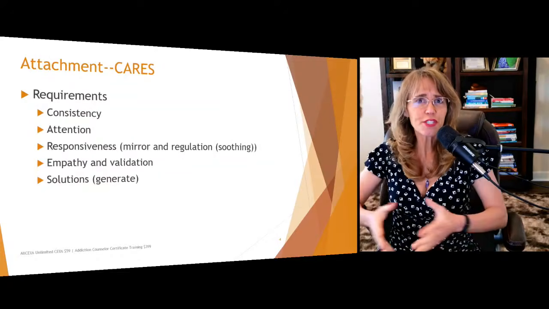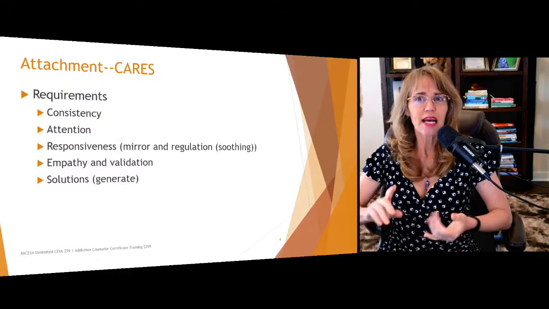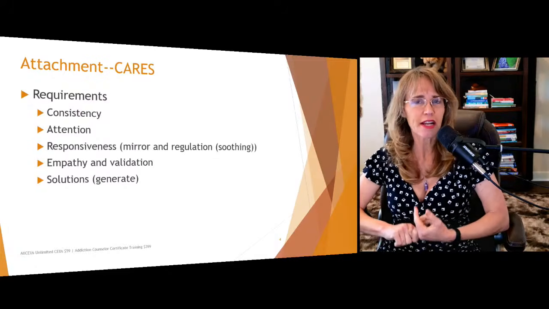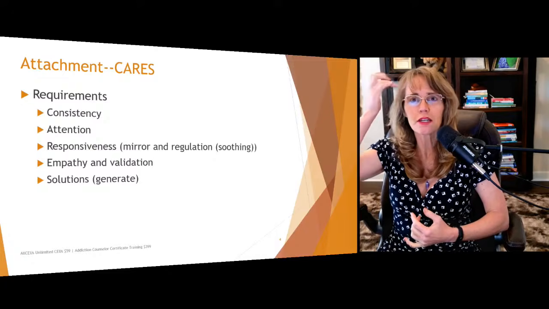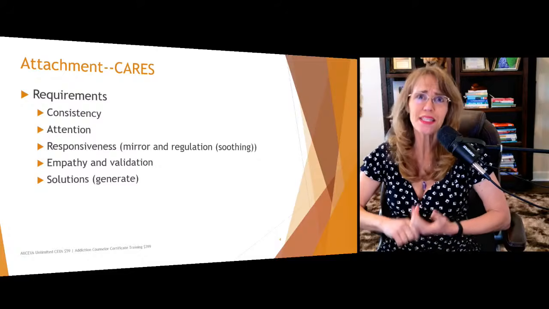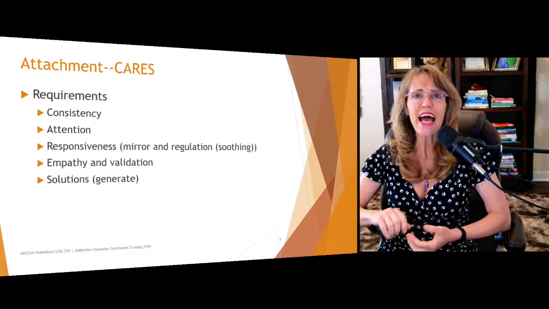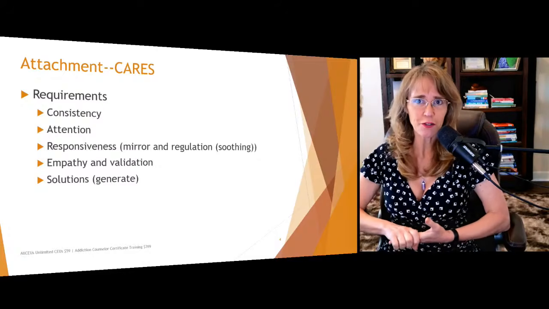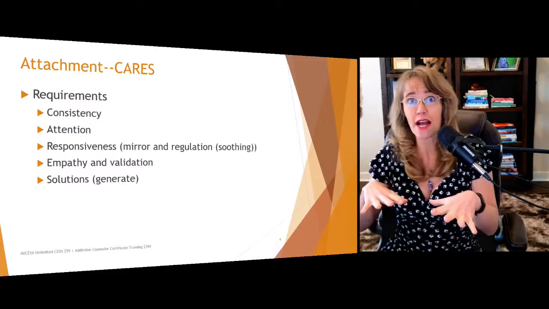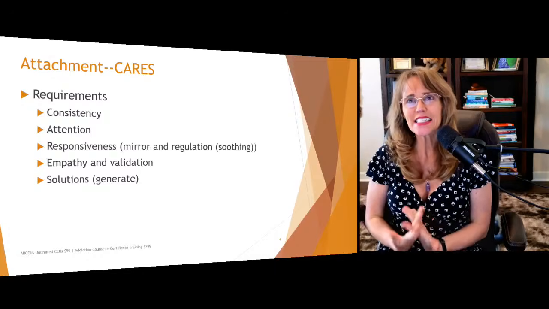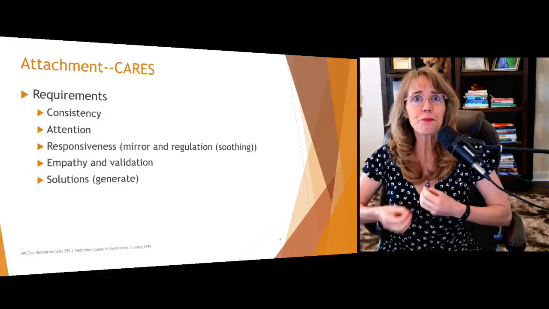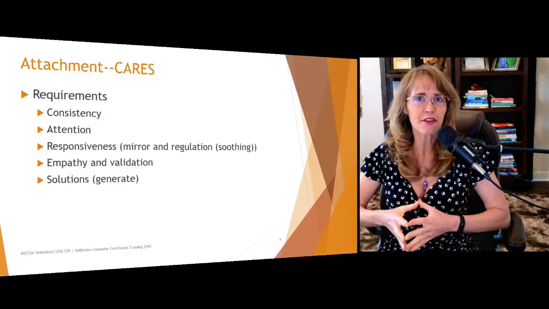For attachment, I use the mnemonic CARES. Consistency. We need to be consistently there and available to the people in our lives, people that we are securely attached to, but definitely to children. And consistency doesn't mean you have to be there 24/7, 365 and hover around them to meet their every need. Consistency means being available, being predictable in your availability.